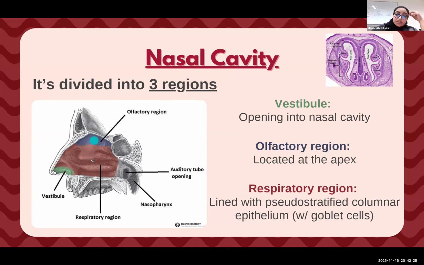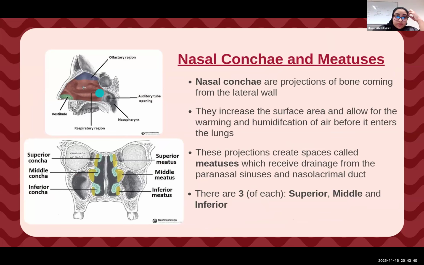We'll talk about the olfactory region and the respiratory region again in the histo part. The respiratory region is lined with pseudostratified columnar epithelium with goblet cells. Again, we'll cover this again in histo part. So the main part of the nasal cavity is that you need to know the conchi and the meatuses. Now, what are conchi? Can someone tell me what conchi are?